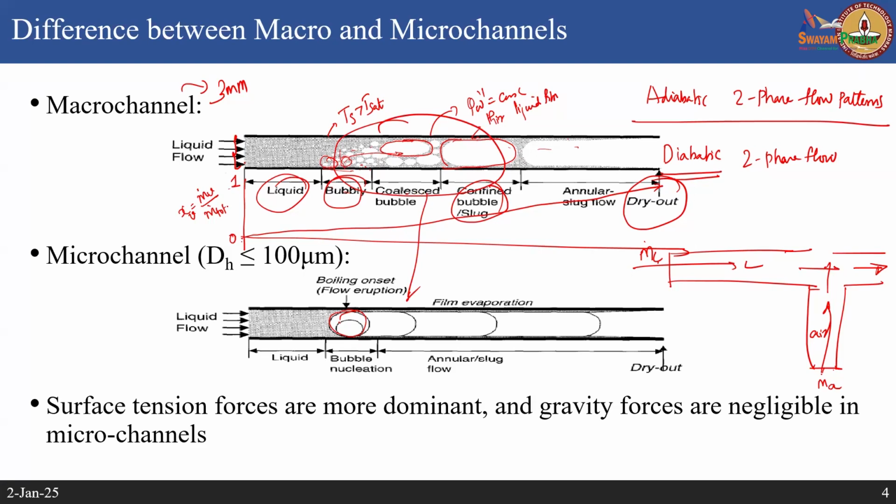So in that sense the number of regimes that you come across in a micro channel are few compared to what you see in a macro channel, and the reason behind that is the surface forces are going to be more dominant in a micro channel, and gravity forces are negligible in comparison. In such a case, how do we actually control the dry out, because it's very sensitive?